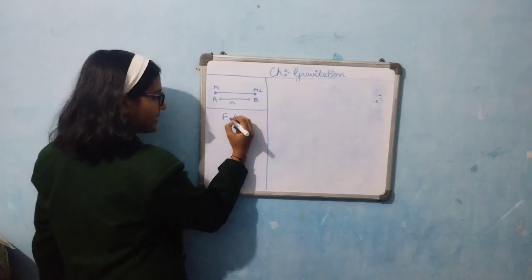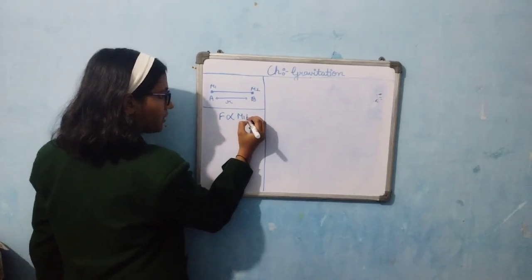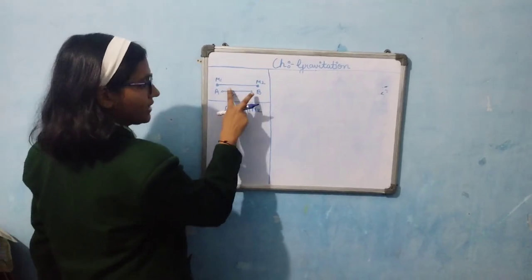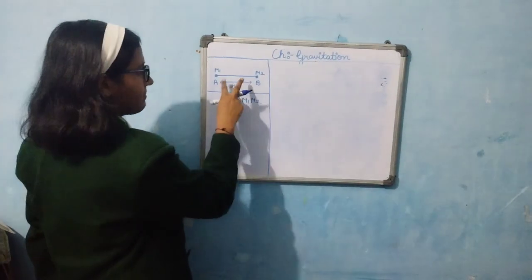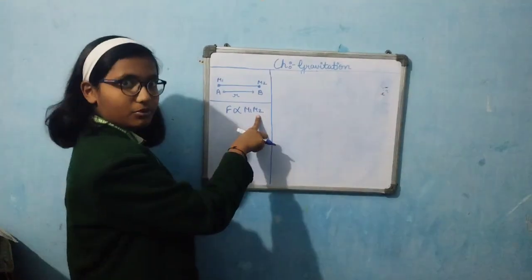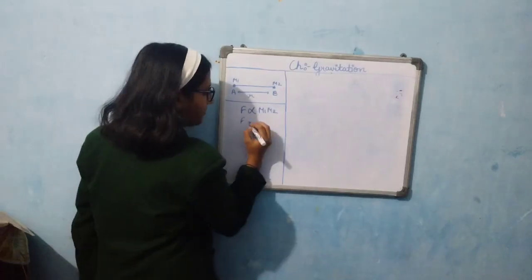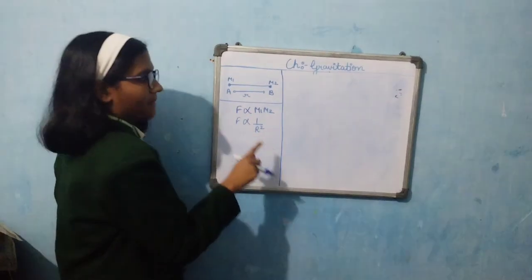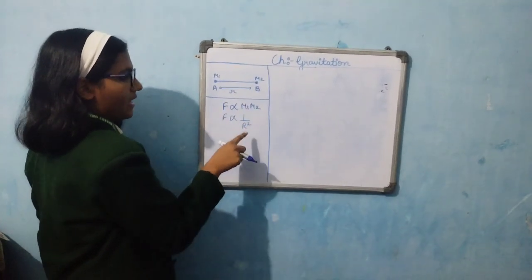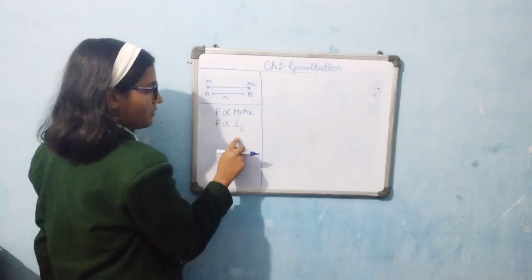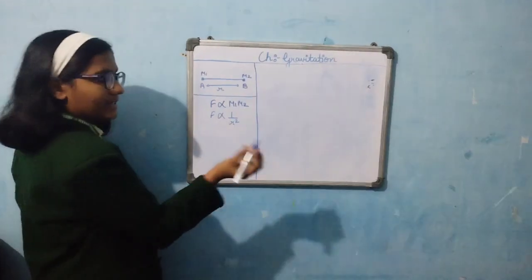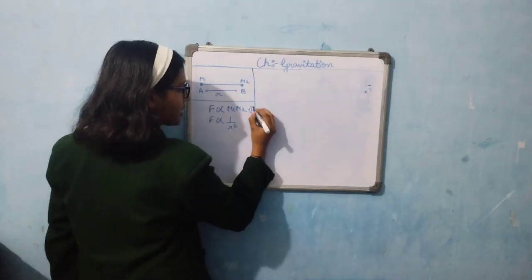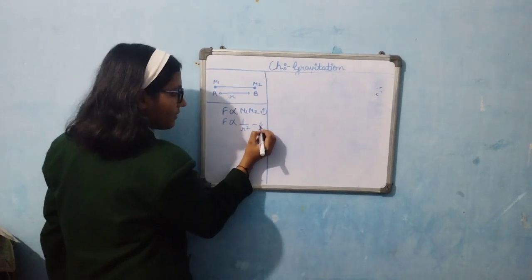The force is directly proportional to the product of the masses of the two bodies. The bodies are A and B and the masses are m1 and m2. And the force is inversely proportional to the square of the distance between them. The distance is r and we take the square of it. Let's consider this our first equation and this our second.